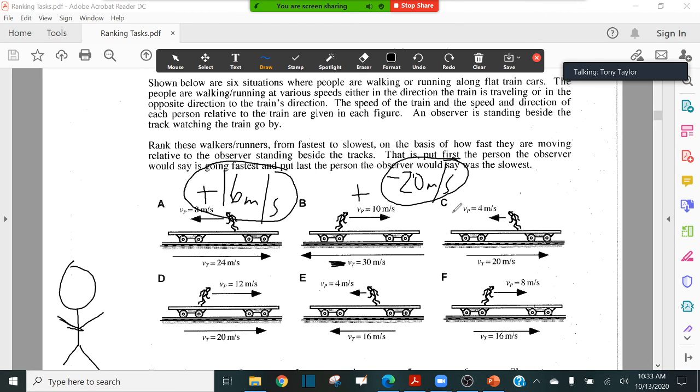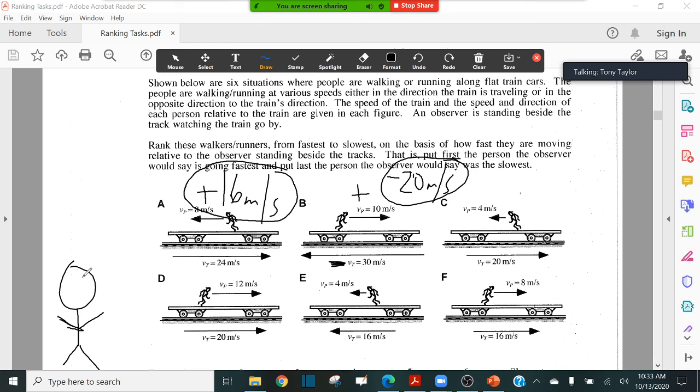Let us look at situation C. In situation C, this person outside the train sees the train itself moving at 20 meters per second in that direction. Now, there's a person on the train moving at 4 meters per second relative to the floor of the train itself, toward the west. So the question is, how fast is this person moving from the perspective of the outside observer? What do they see from their frame of reference?